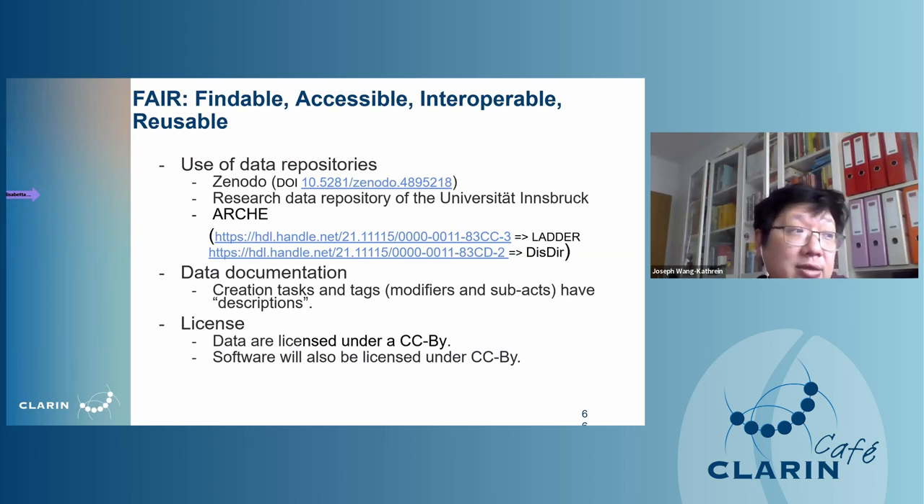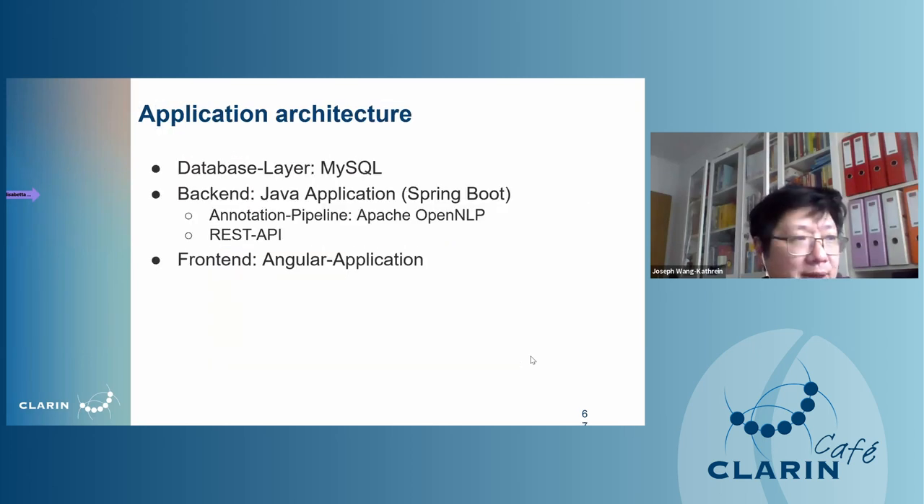As I have said before, data documentation is very important. So each tag and each text should be documented as well as possible, such that people can use them for their own research. All data are licensed, of course, under CC BY, and the software will also be licensed. At least the source code will be available. It's managed using the GitLab repository of the university right now, but we plan to export it once it's done to GitHub, such that it can be improved by other people.